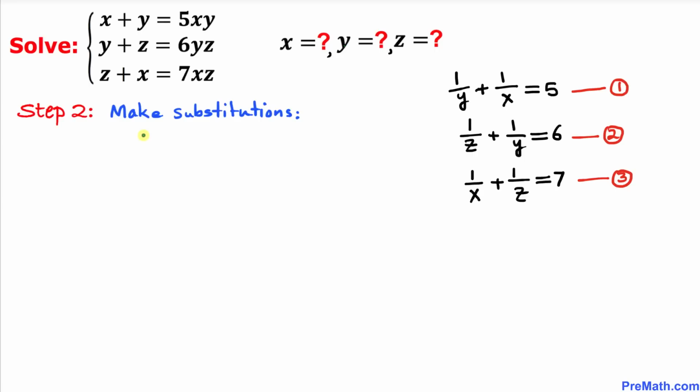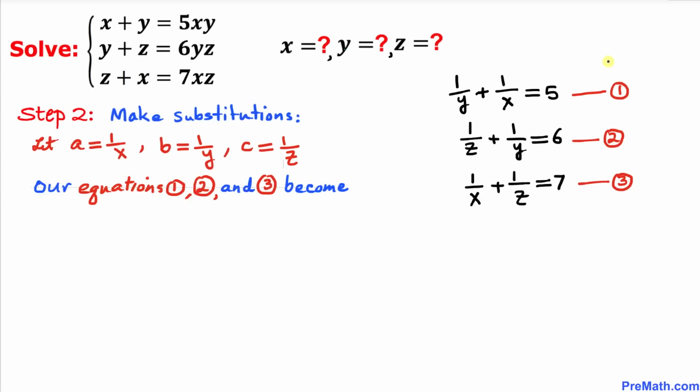And here's our next step. Let's go ahead and make a substitution for these fractions: 1 over x, 1 over y, and 1 over z. Therefore, to make things simple, let me call a equal to 1 over x, b equal to 1 over y, and c equal to 1 over z.